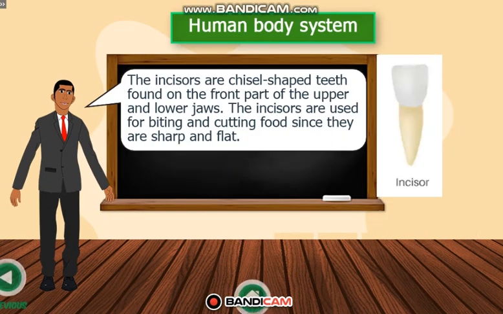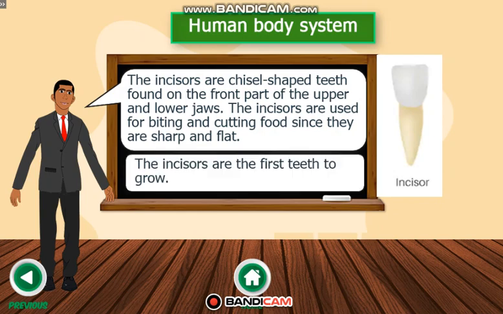The incisors are chisel-shaped teeth found on the front part of the upper and lower jaws. The incisors are used for biting and cutting food since they are sharp and flat. The incisors are the first teeth to grow.